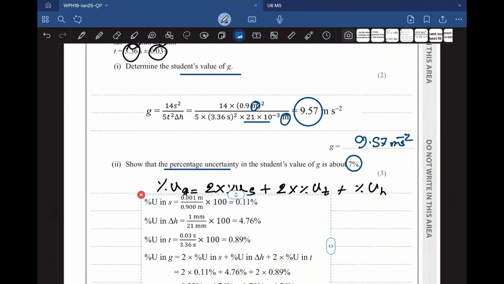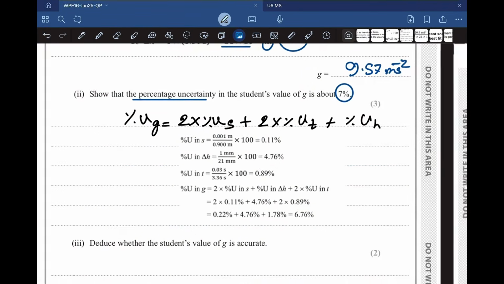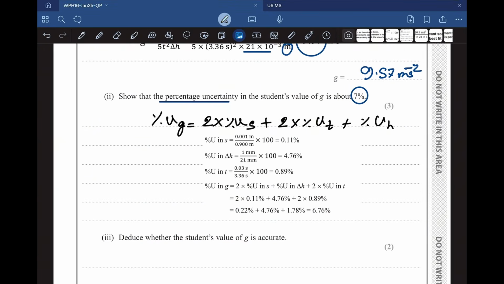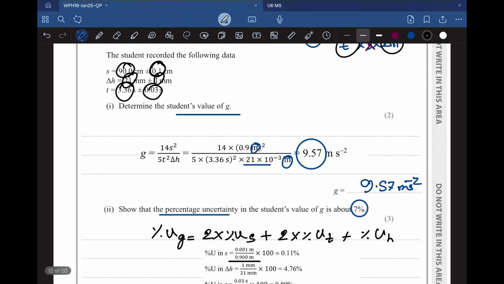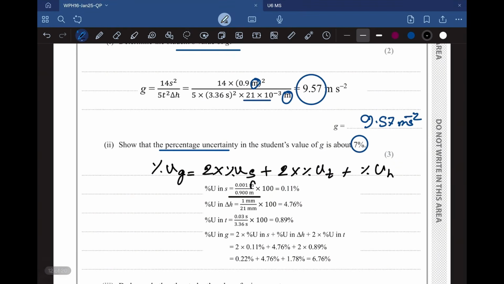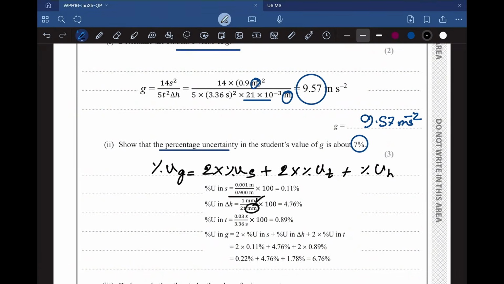So now let's have a look at this answer sheet and discuss together how it is going to be done. You can see here they have taken the percentage uncertainty in s separately. For that they have taken this 0.1 centimeter into meter, and this 90 centimeter as well in meter. Both of them need to be in meter, and here both of them need to be in millimeter. If you are taking meter, make sure both the numerator and the denominator are in meters, and if you are taking millimeter, make sure both are in the same units, so the percentage uncertainty will be the same.